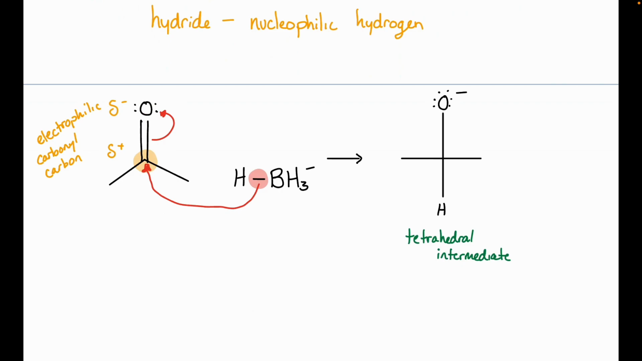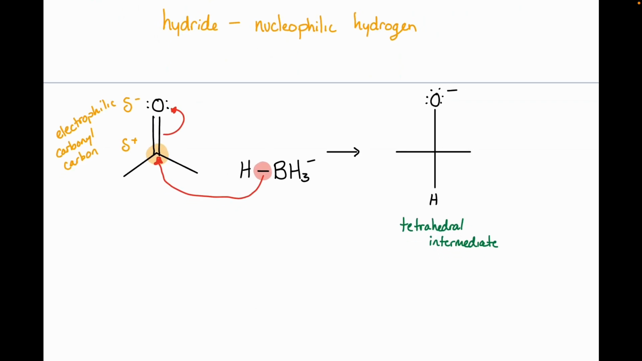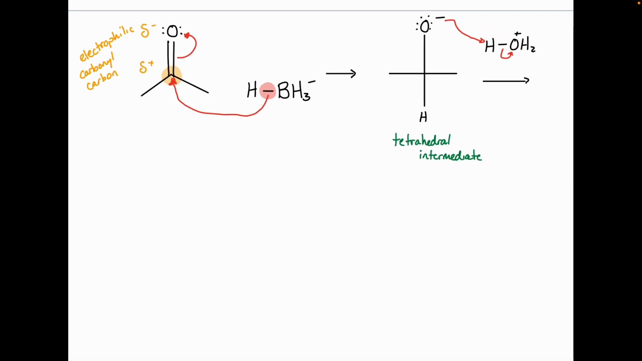Okay? So from here, this thing is stuck until we do our second step in our mechanism, which is to add some sort of dilute acid, which really just serves as a source of proton for that oxygen. I'm going to explicitly draw in my hydrogen to make a point.